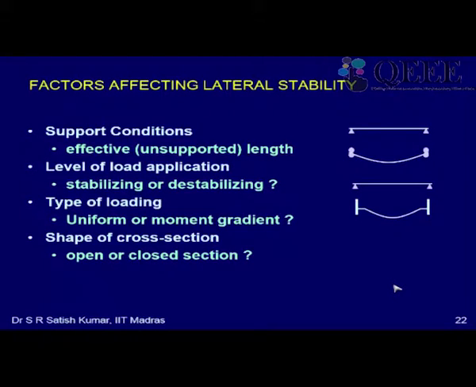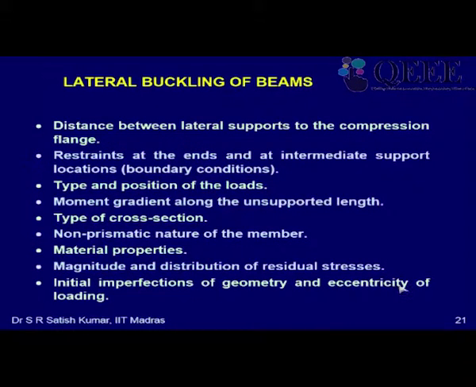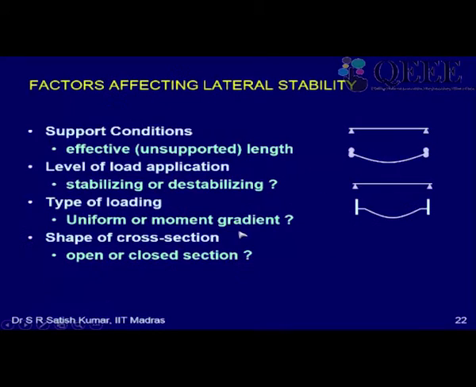So those are the full list of factors which affect the lateral buckling strength of beams, but they are rather difficult to incorporate in any simple calculation. So we cut it down to, let's say, about 4 typical issues or factors. The first one is the support condition. So what is the effective unsupported length?